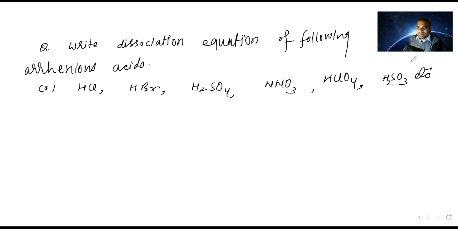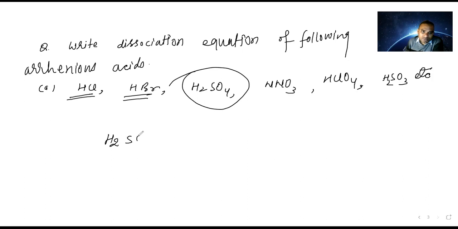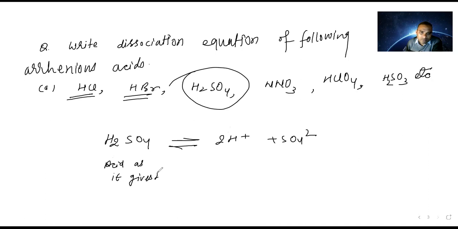So HCl we already did, HBr the same way. See how H2SO4 is there. It is a two-step process. This is a diprotic acid, I will tell you later on. So it is going to give 2H plus and SO4 2 minus. So this is going to be an acid. Why? Because it gives H plus ion. Yes or no?